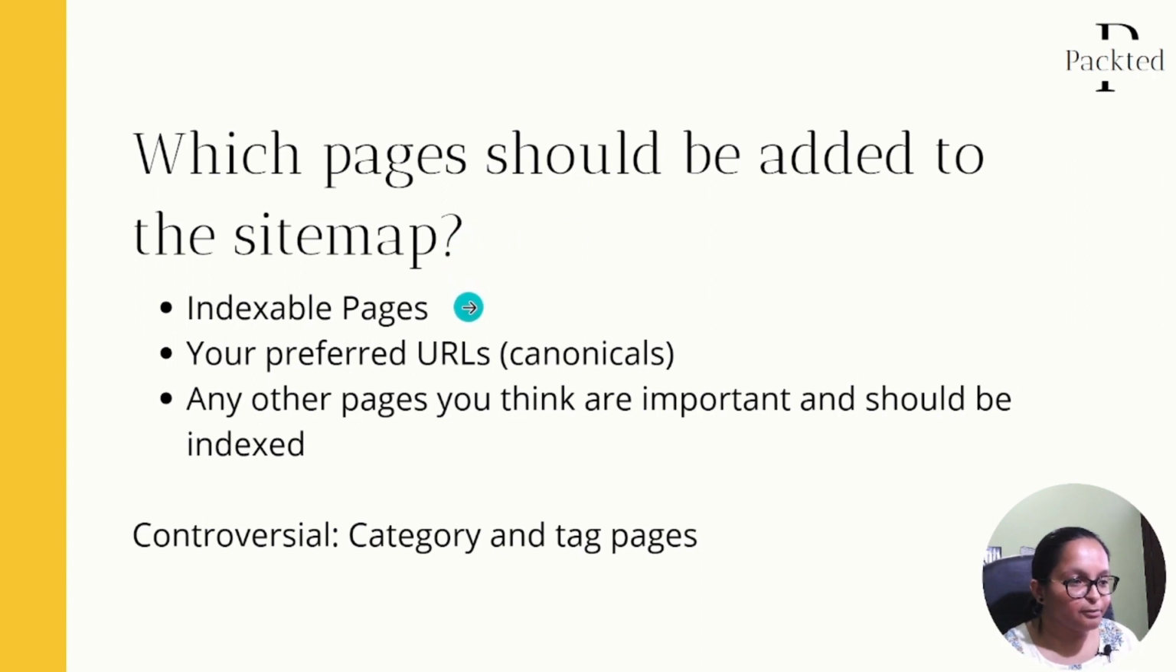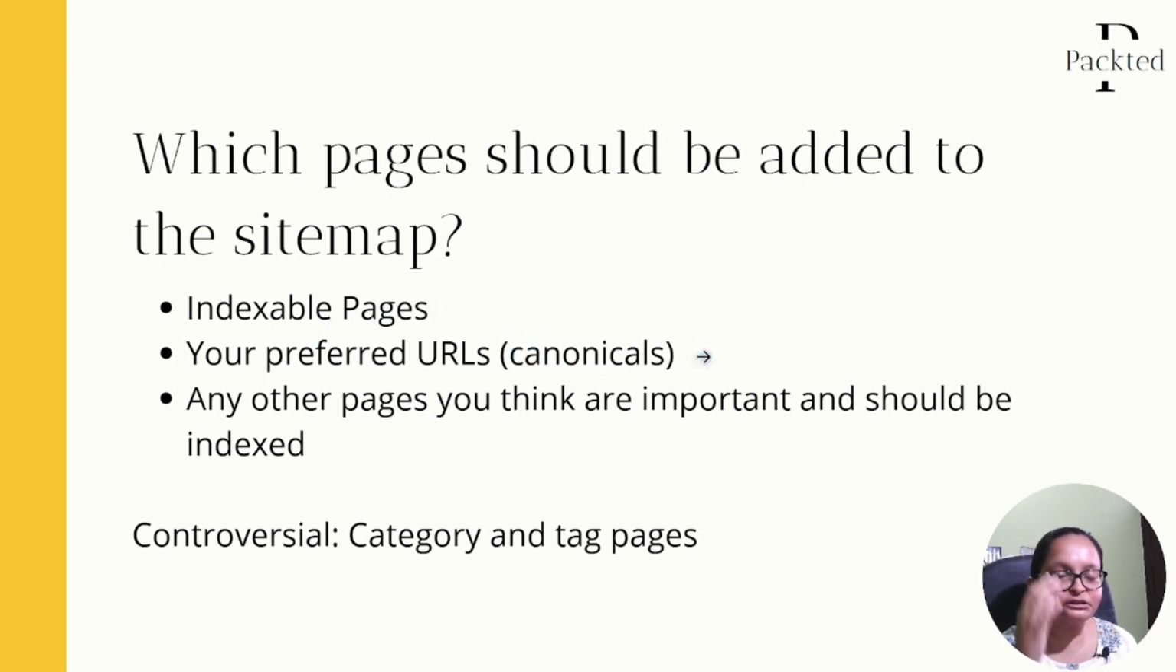So the first type of page is indexable pages. The indexable pages are the ones that can be indexed. So for example, your HTML pages, your images, or maybe your videos. These are the pages that can be indexed. You don't want your JavaScript or CSS files to be indexed, or other preferred URLs, which are known as canonicals.